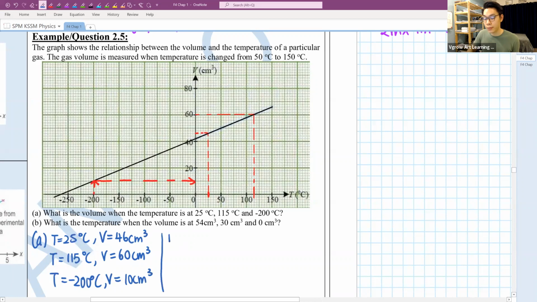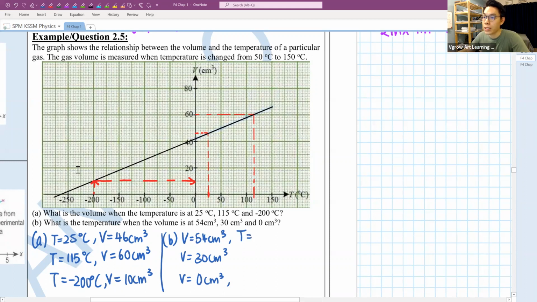And then part B. What is the temperature when the volume is 54 cm cube? Okay, you guys can go and read your values. Try to do it yourself. Now they give you the volume. Okay, now they give you the volume and ask you to find out what is the temperature. What is the temperature?